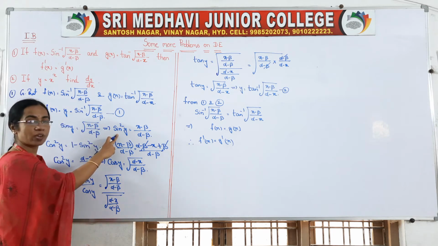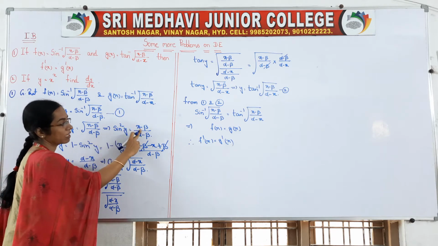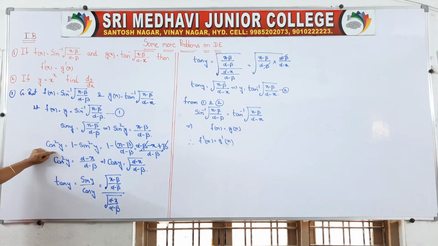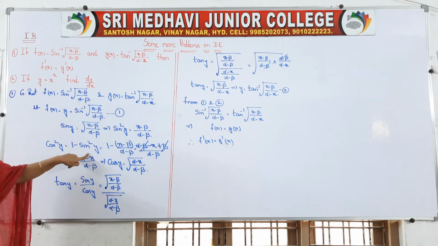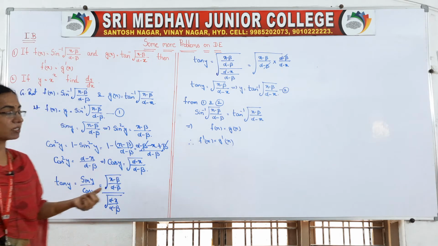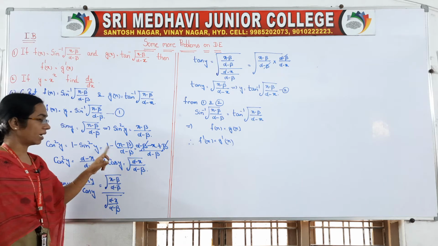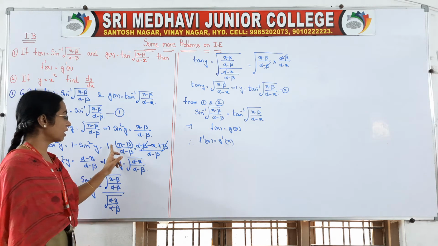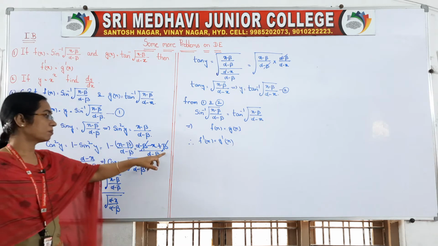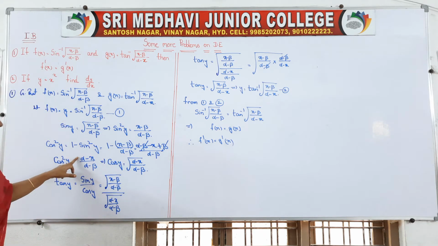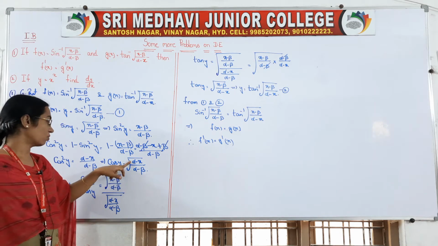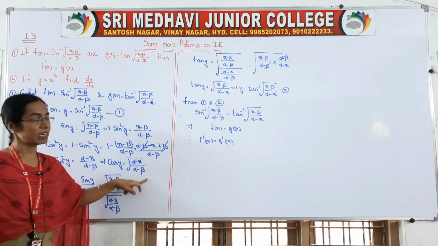So taking the square on both sides, sin square y is equal to (x minus beta) by (alpha minus beta). Then cos square y is equal to 1 minus sin square y. So 1 minus this value. You take alpha minus beta as the LCM: alpha minus beta minus x plus beta. The plus beta and minus beta cancel. So it is (alpha minus x) by (alpha minus beta). So cos y is equal to root of (alpha minus x) by (alpha minus beta).